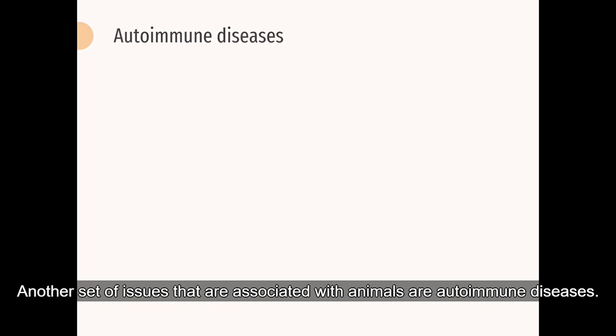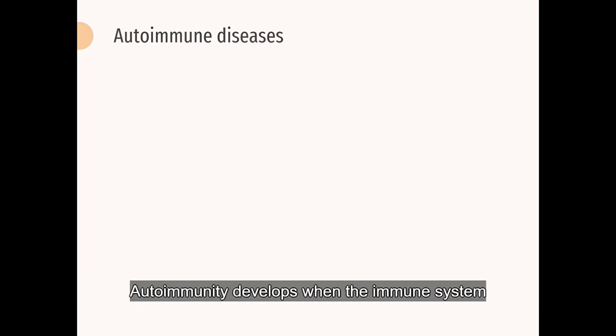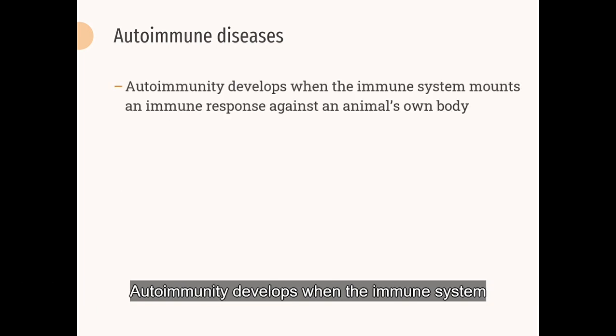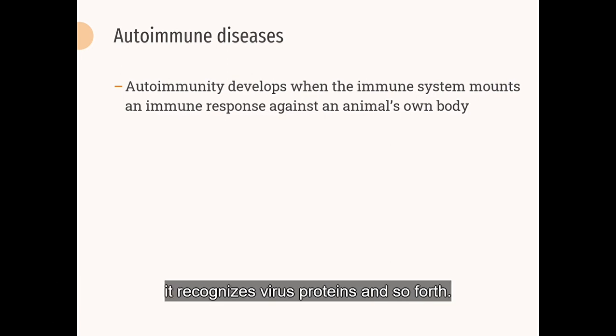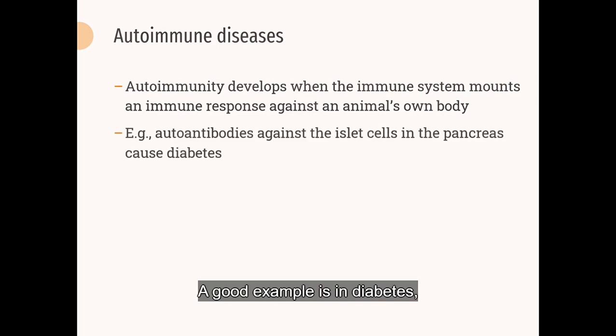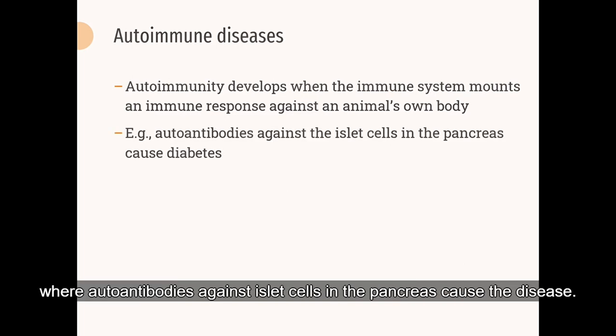Another set of issues that are associated with animals are autoimmune diseases. Autoimmunity develops when the immune system mounts an immune response against an animal's own body. Remember, we've talked about how the adaptive immune system recognizes foreign molecules, it recognizes virus proteins and so forth. What happens if it gets confused? Well, we get tissue damage. The immune system attacks the body. A good example is in diabetes, where autoantibodies against islet cells in the pancreas cause the disease.